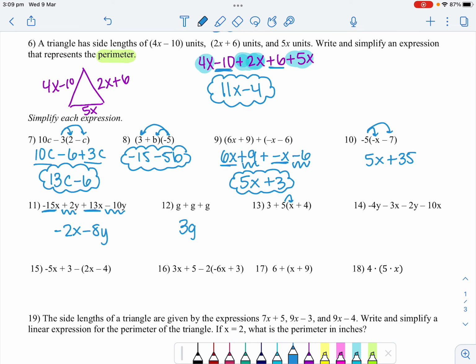Here I'm going to distribute the 5. So 3 plus 5x plus 20. So 5x plus 23. Here, negative 4y and negative 2y is negative 6y. Negative 3x minus 10x is negative 13x.